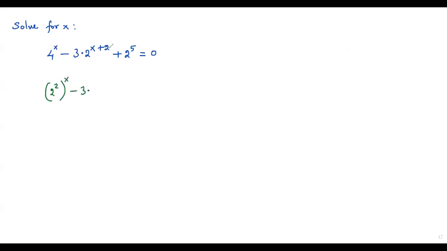Negative 3 times 2 to the power of x plus 2. I write this 2 to the power of x plus 2 as 2 to the power of x times 2 to the power of 2. So how can I write this one? This 2 to the power of x plus 2 as 2 to the power of x times 2 to the power of 2.